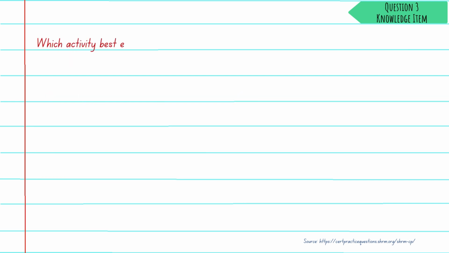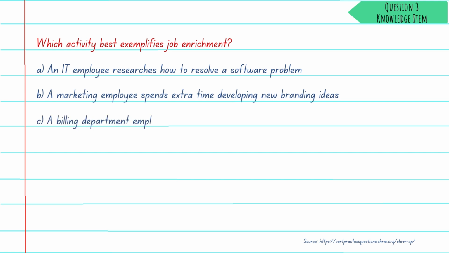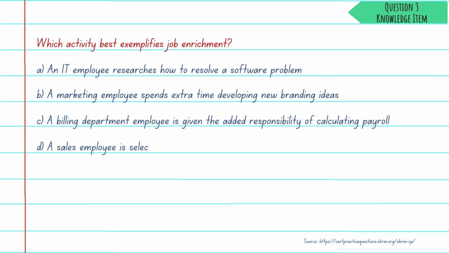Which activity best exemplifies job enrichment? A. An IT employee researches how to resolve a software platform. B. A marketing employee spends extra time developing new branding ideas. C. A billing department employee is given the added responsibility of calculating payroll. Or D. A sales employee is selected by a supervisor to mentor junior employees.